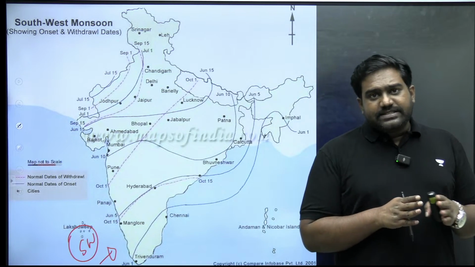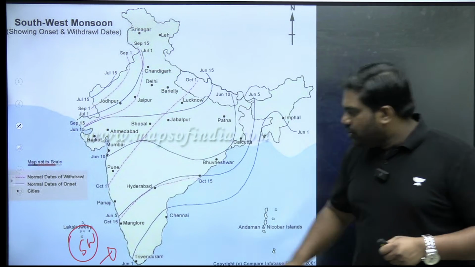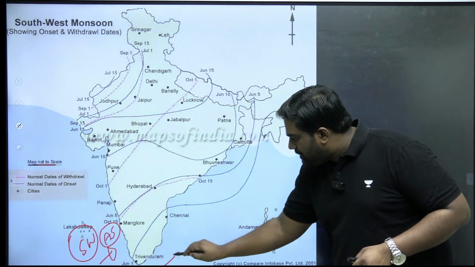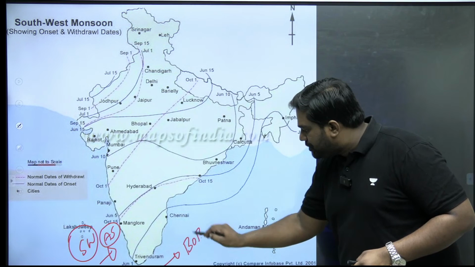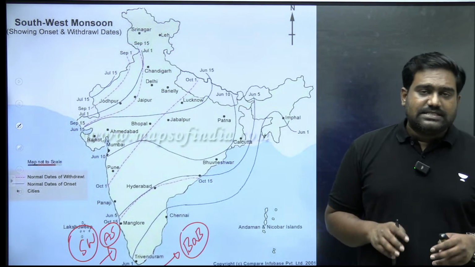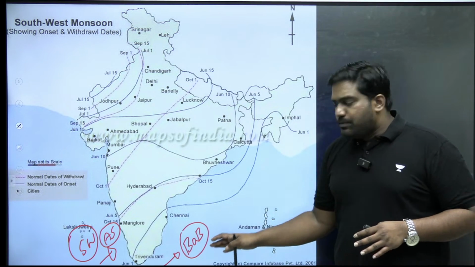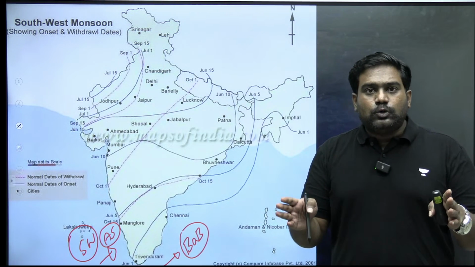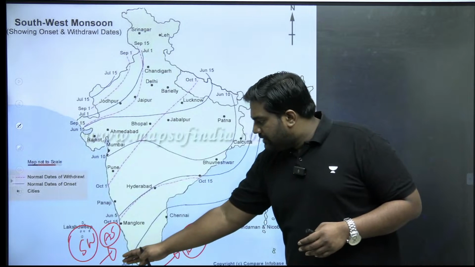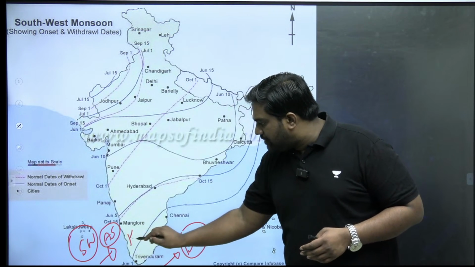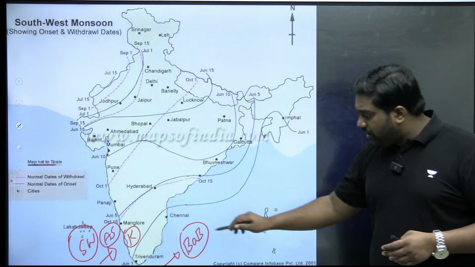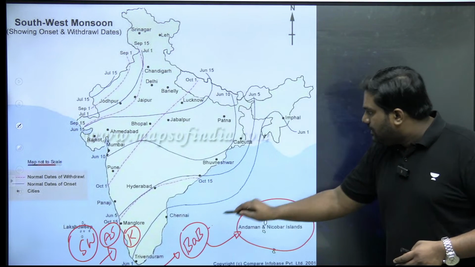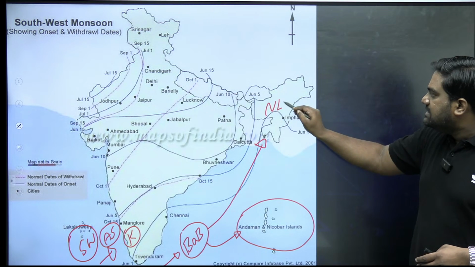right? It breaks into two branches. You have the Arabian Sea branch and you have the Bay of Bengal branch. Correct? The southwest monsoon, which makes onset by end of May or early June, splits into two different branches. And the Arabian Sea branch will strike Kerala. The Bay of Bengal branch will make onset at Andaman Nicobar and also in northeast India.